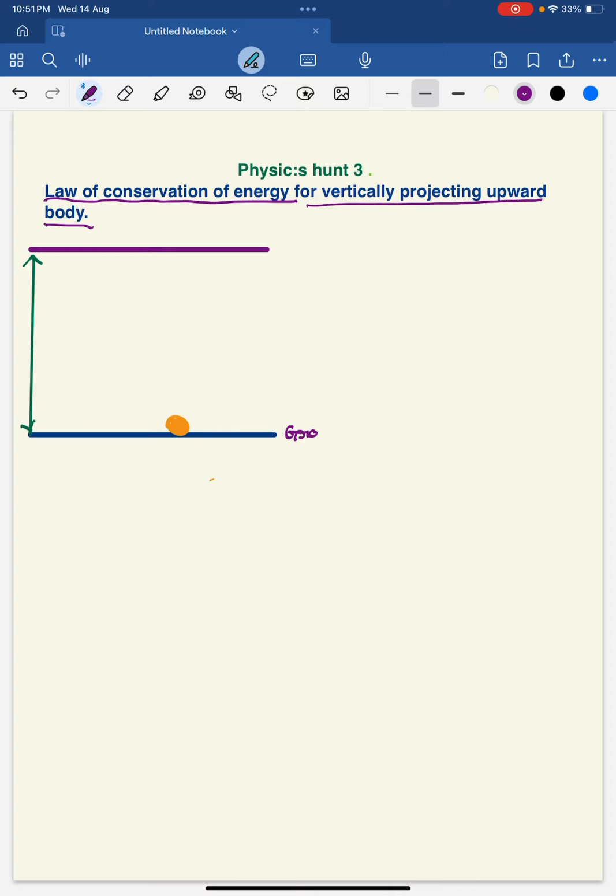Okay, so look at the diagram here. Let us assume this is the ground. There is an object which is initially located on the ground. Let us assume the position of the object is A. Now I'm giving some initial speed u in the vertically upward direction. Whenever speed is given to this object, definitely this object acquires kinetic energy, right?